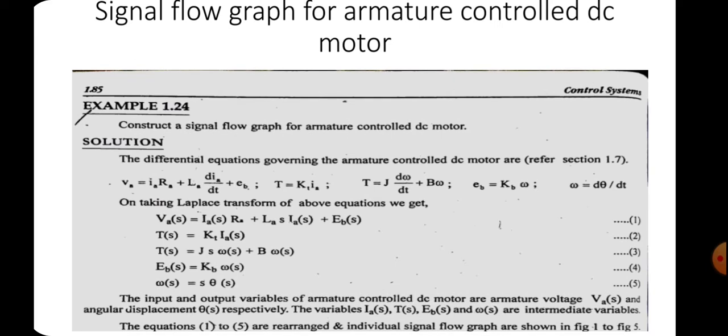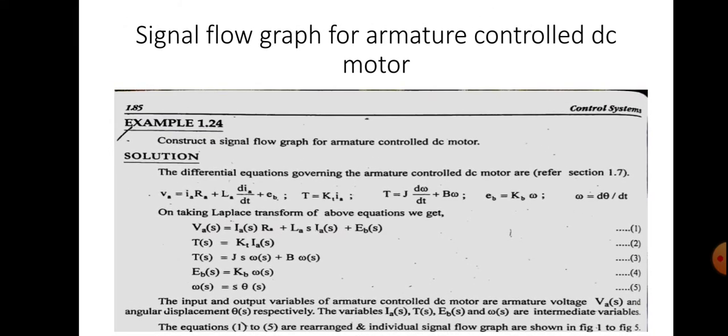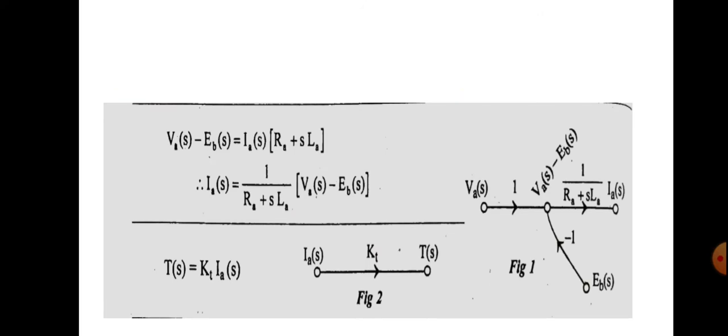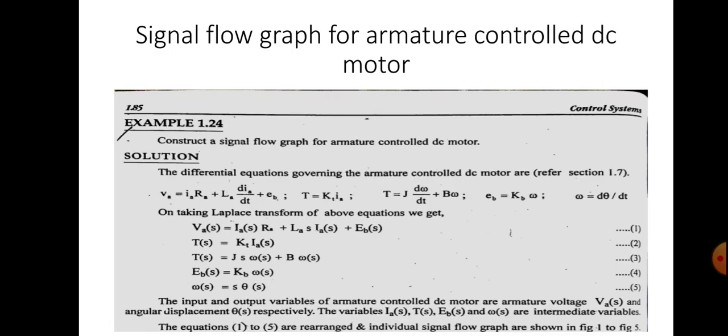So the equations 1 to 5 are rearranged and individual signal flow graphs can be drawn. Okay. So we can start to draw the signal flow graph. First of all we are taking the first equation, equation 1. That is, Va(s) = Ia(s) Ra + La s Ia(s) + Eb(s). In that equation, we can take Eb(s) to the left of the equal to symbol. So we will get Va(s) - Eb(s) = Ia(s), which can be taken outside, so Ia(s) into (Ra + s La).